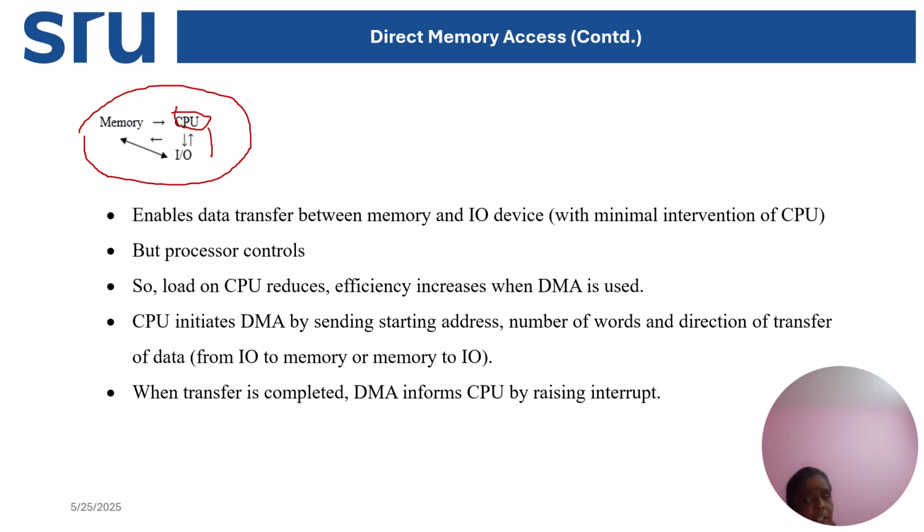By having DMA, the CPU gets underloaded and efficiency increases, because the CPU will be involved in doing other high priority operations. That is why the efficiency of the system will become increased. And then the CPU initiates DMA by sending the starting address. That I already told you.